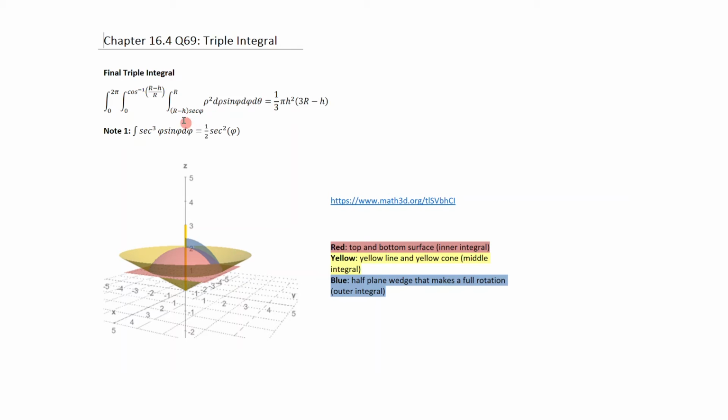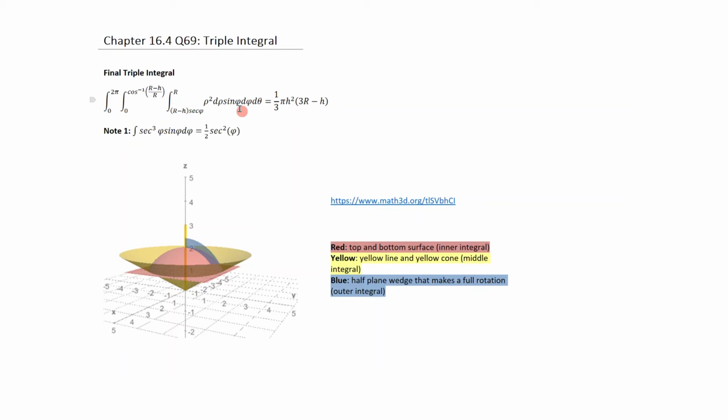So in this case, rho will range from r minus h sec phi to r. And so that effectively would be the sphere that you see here, which is r, and r minus h sec phi would basically be this pink plane that you see here. So we're going from this surface to this surface. This will be in spherical coordinates.